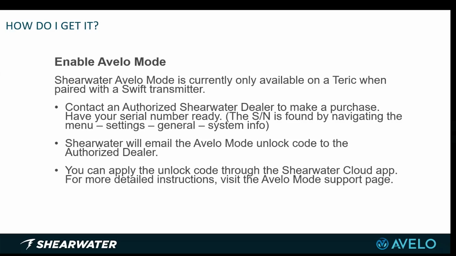And then you connect your computer to the Shearwater Cloud app via Bluetooth. Right in the menu that comes up for your connected computer, it says unlock features. You click that, enter the unlock code, and it pushes the Avelo mode to your computer, and it's available. So it's perfect.